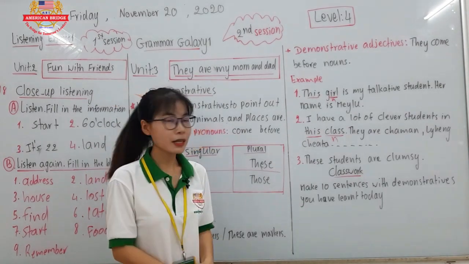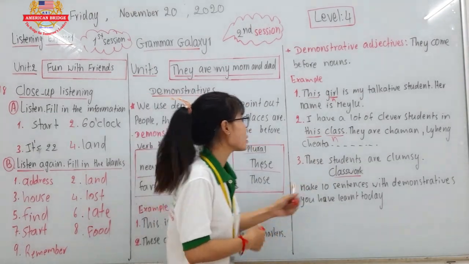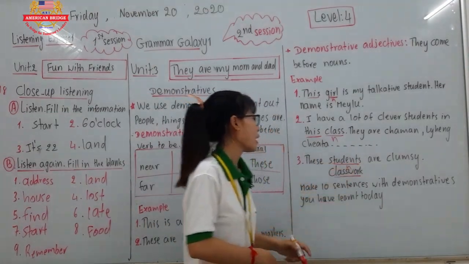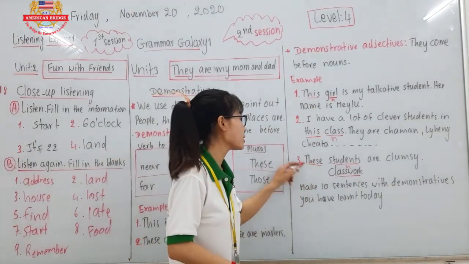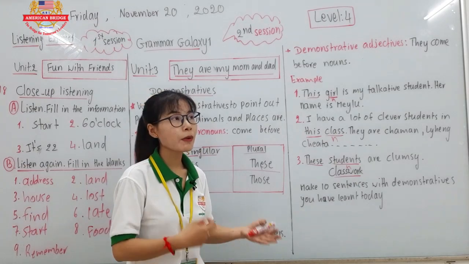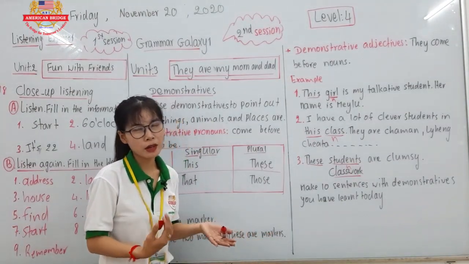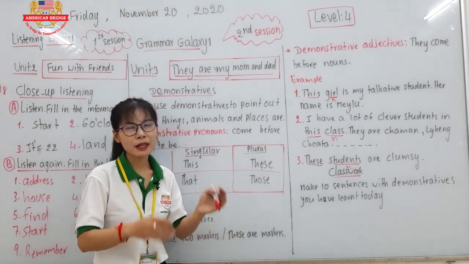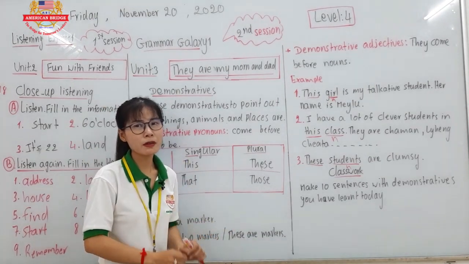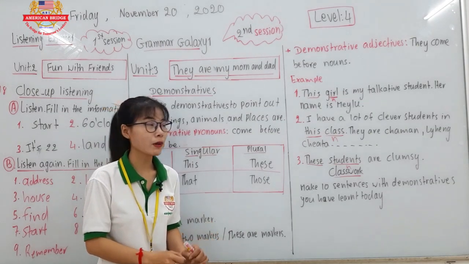Alright, let's go to the next one. These students are clumsy. So students here is a noun, right? And this is a demonstrative adjective, but this one is plural. So when it comes before a noun, we don't care whether it's singular or plural. If it comes before a noun, we must call it a demonstrative adjective, right? Because it is the position of a demonstrative adjective.